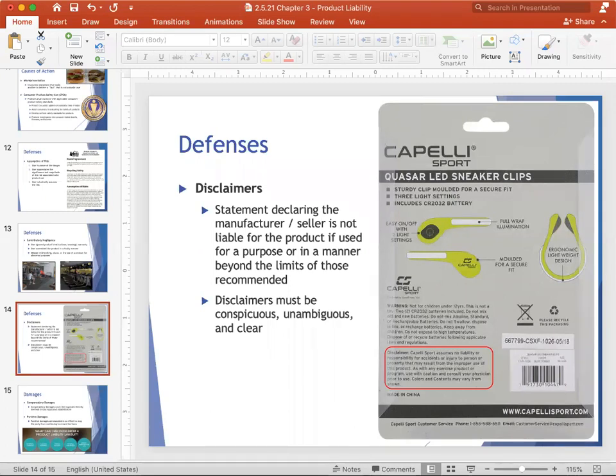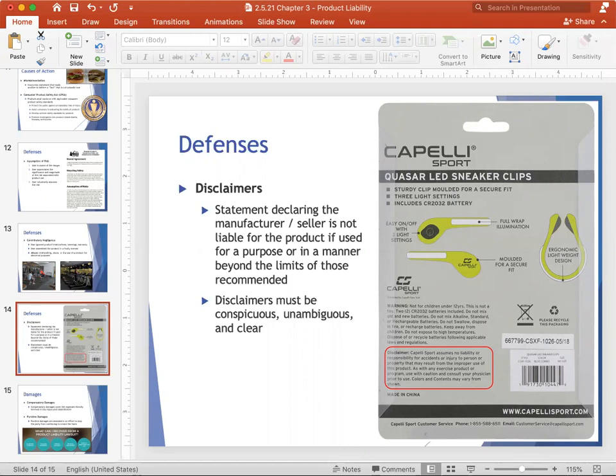So a disclaimer is stating that the manufacturer is not responsible or liable for the product if the product is used for a purpose that is beyond the limits of the product, or used for a purpose other than what is recommended. So a disclaimer goes hand in hand with misuse. Basically, they're not liable if you use this product improperly. And you'll see the example on this slide.